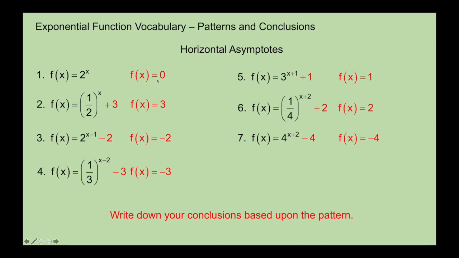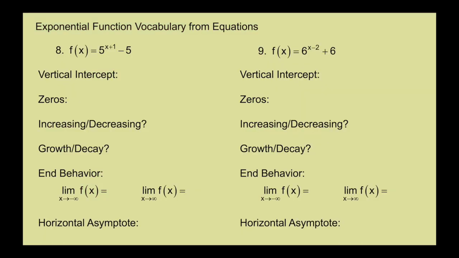So the thing with this one is that we could have written this as 2 to the x plus 0. So basically that constant that we have at the end, whether positive or negative, is going to be our horizontal asymptote. So with that information in mind, now we want to try to fill all of this in without looking at the graph of it.